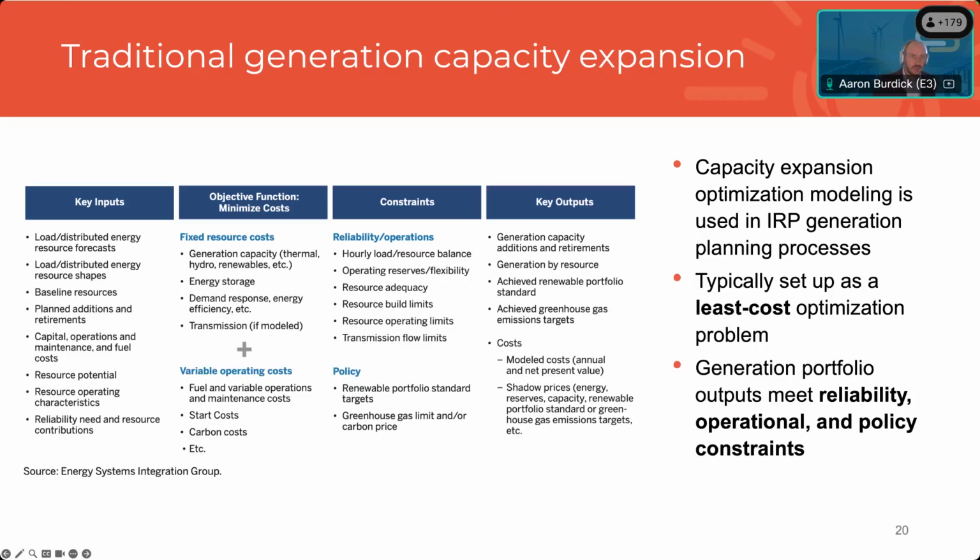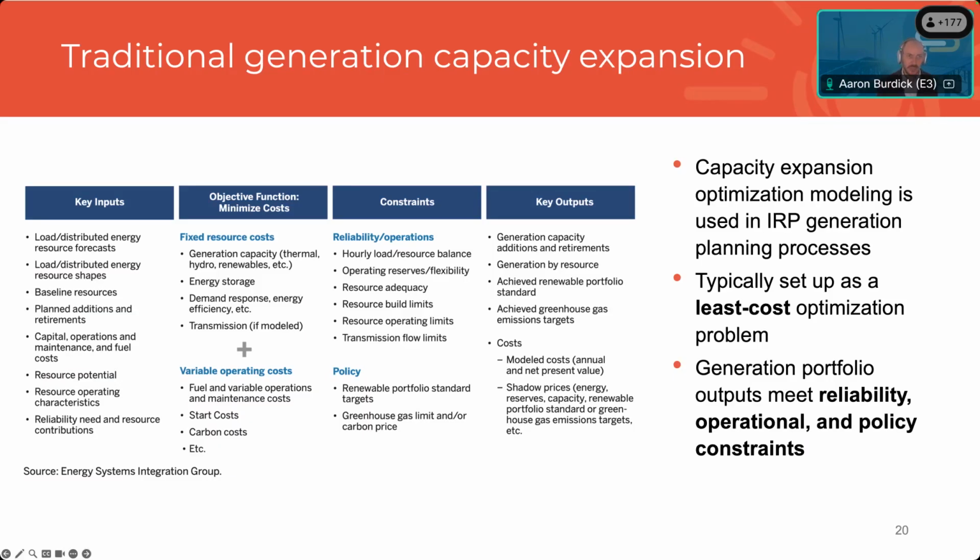So this should look familiar to any IRP folks on the call. This is basically the optimization problem definition for capacity expansion. So we have a set of key inputs. Those are our load and DER forecasts. We've got baseline resources. We have resource potential and cost for candidate resource options, definitions of resource adequacy need.